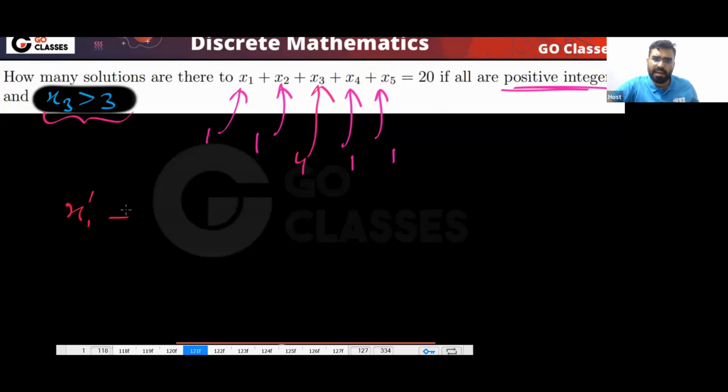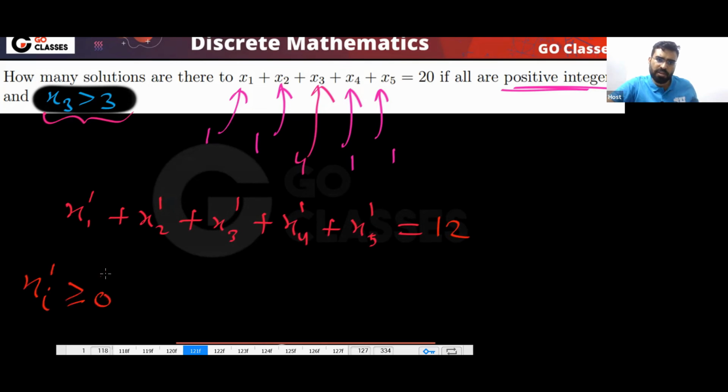Now the equation is changing. So the answer, okay, now you have 12 chocolates. Now everything is greater than or equal to 0. Now you can apply the star bar.